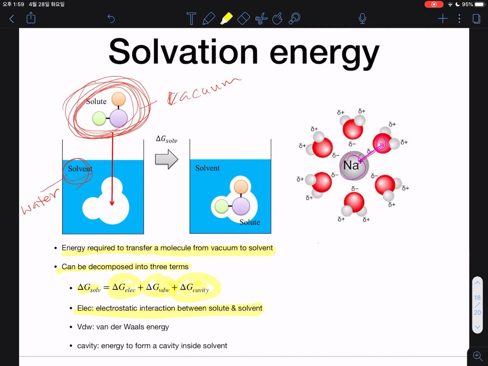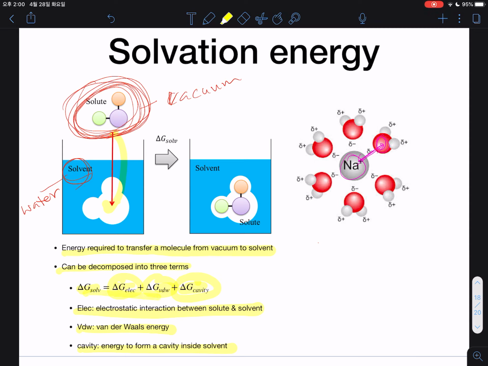And second, we can think about the van der Waals energy, and also there is an additional energy cost for cavity formation. Cavity formation means that in order for this solute to be solvated, a cavity should be formed in water. So there is an energy cost for this.